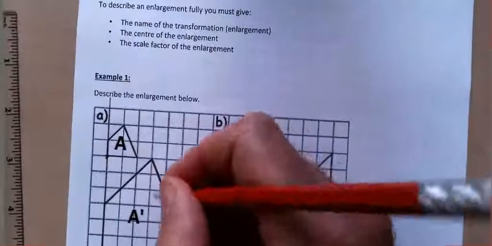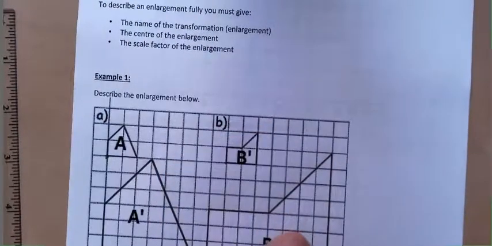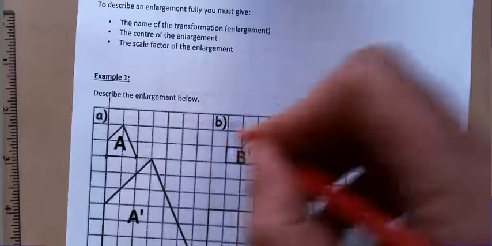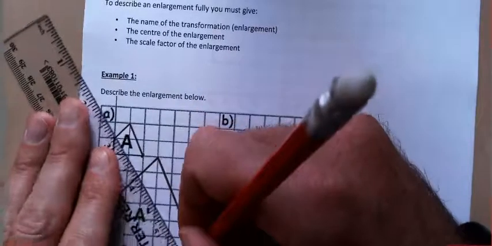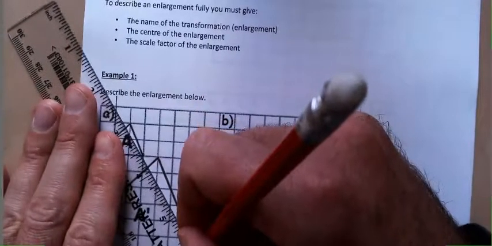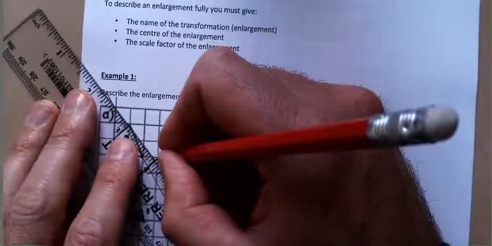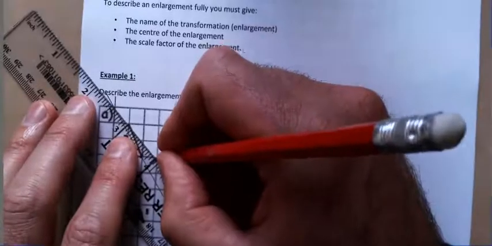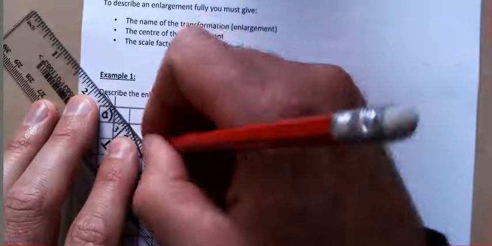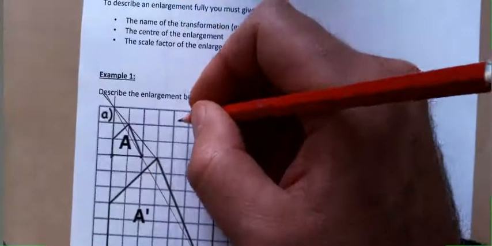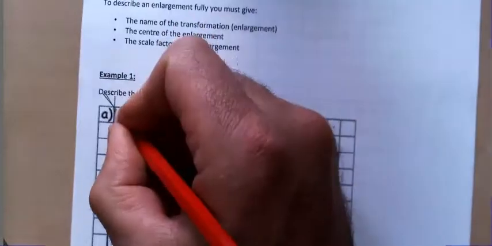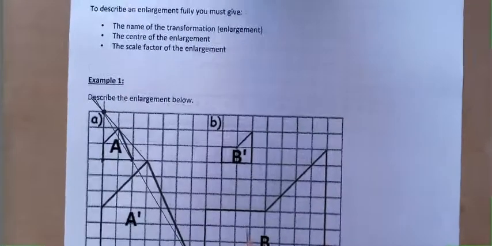And then I pick another point. Let's pick this point here. Can you see the equivalent point here? Draw again through those lines. And again, any point you pick, if you go through the equivalent point in the other image, then it should all come out to be the same place. So that's there, and there then is my centre of enlargement.